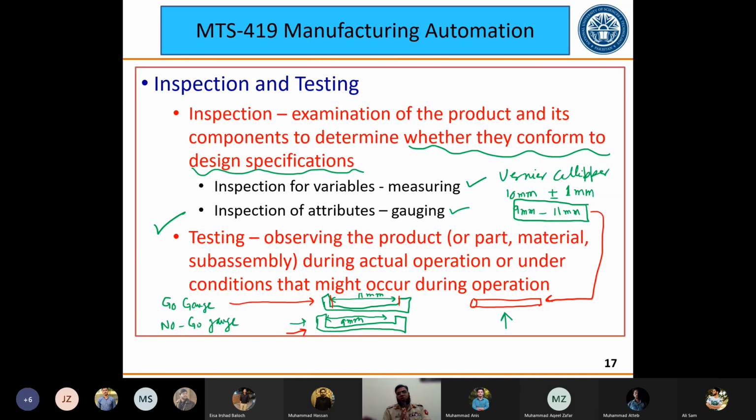Now these go and no go gauges are standard, they are made with a material which does not change its dimension under heat or any other circumstances. So gauges are made with a material which conforms to their size. Okay? So did you understand the concept of go and no go gauge? Yes, sir. Okay, that's great. So let us move forward.